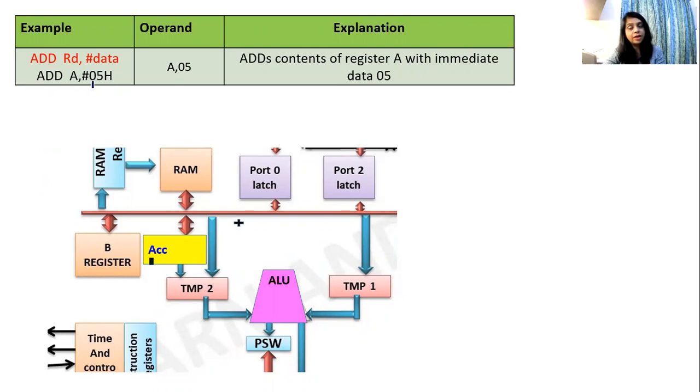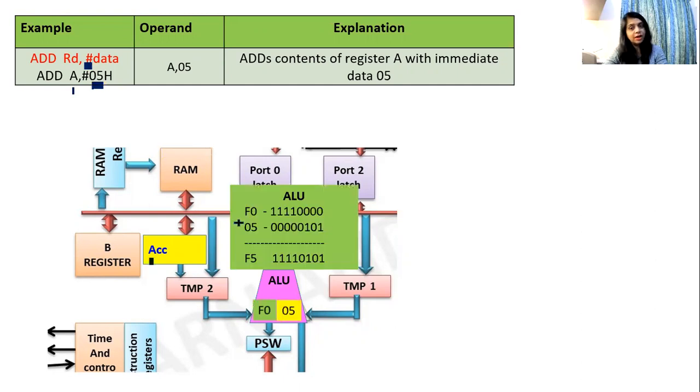So 05 is data. How to identify whether 05 is data or address? Whenever there is a hash sign, it indicates that this is data and not an address. So what does this instruction do? Very simple. Suppose the accumulator holds F0. I'm considering simple numbers and 05 is data. So first F0 will enter the accumulator, and this data which is available in the instruction.